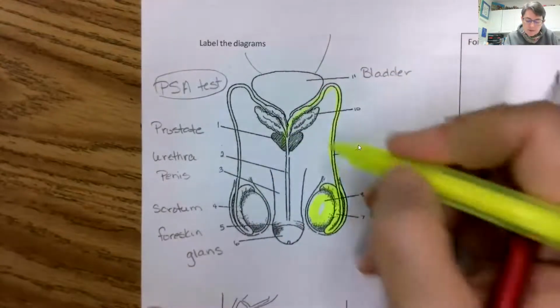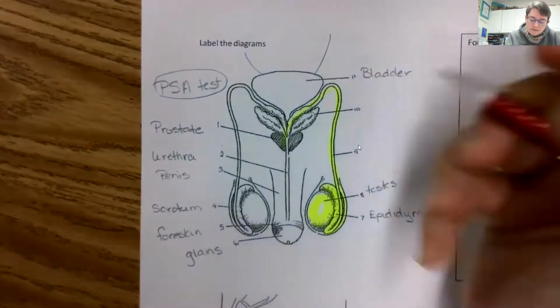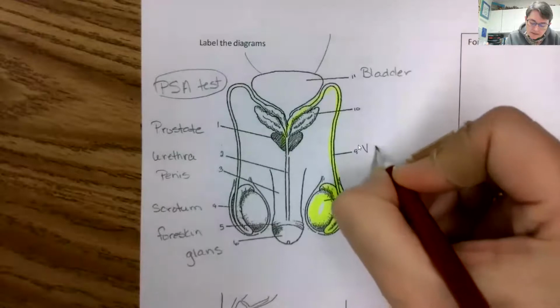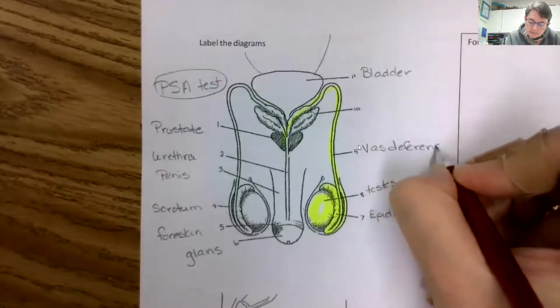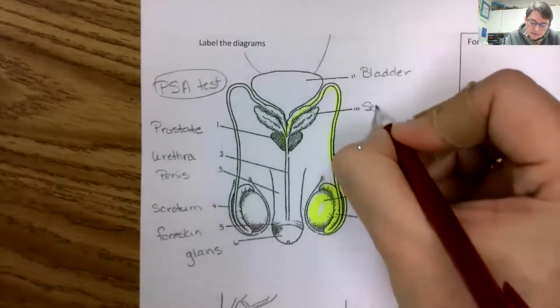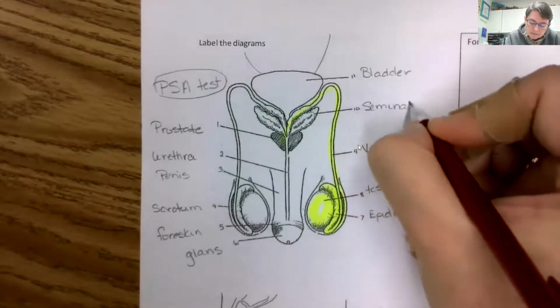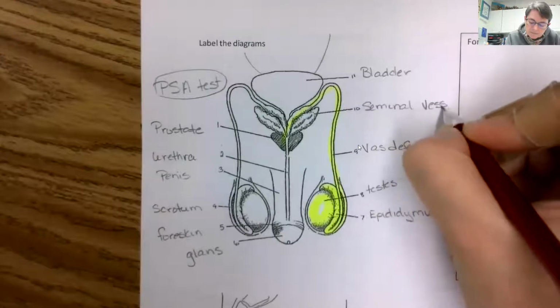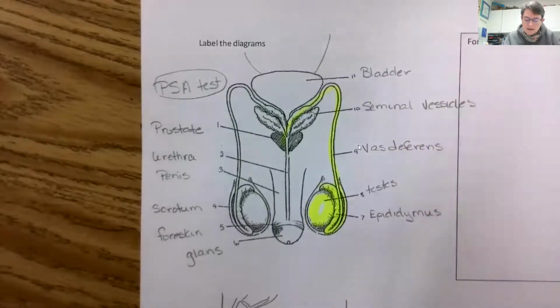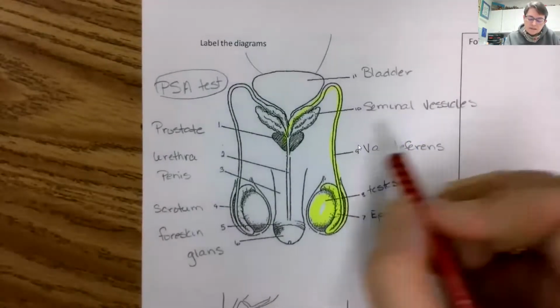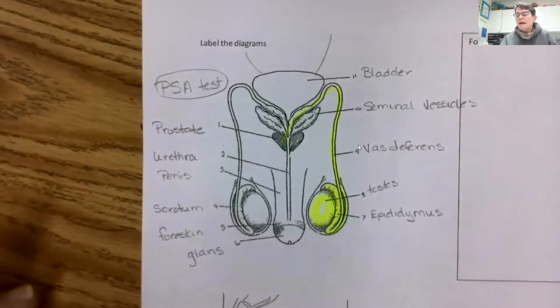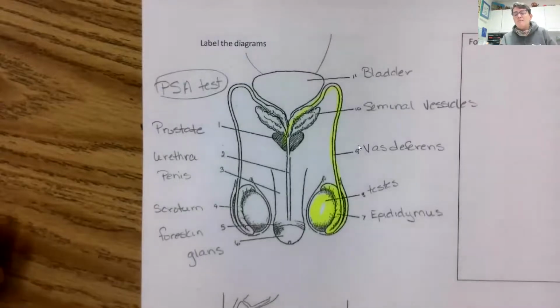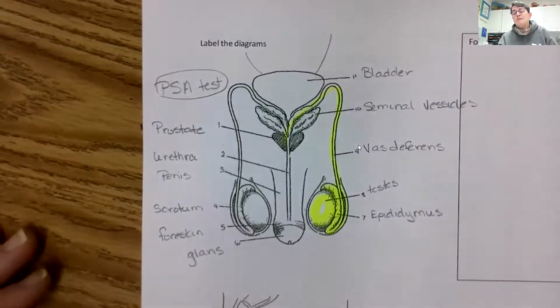And when it gets to about here, whoops. Okay, let me label these. It goes up through the vas deferens, and when it gets to the seminal vesicles and the prostate, those add liquid to the sperm. Semen itself is only about 5% sperm and 95% liquid.